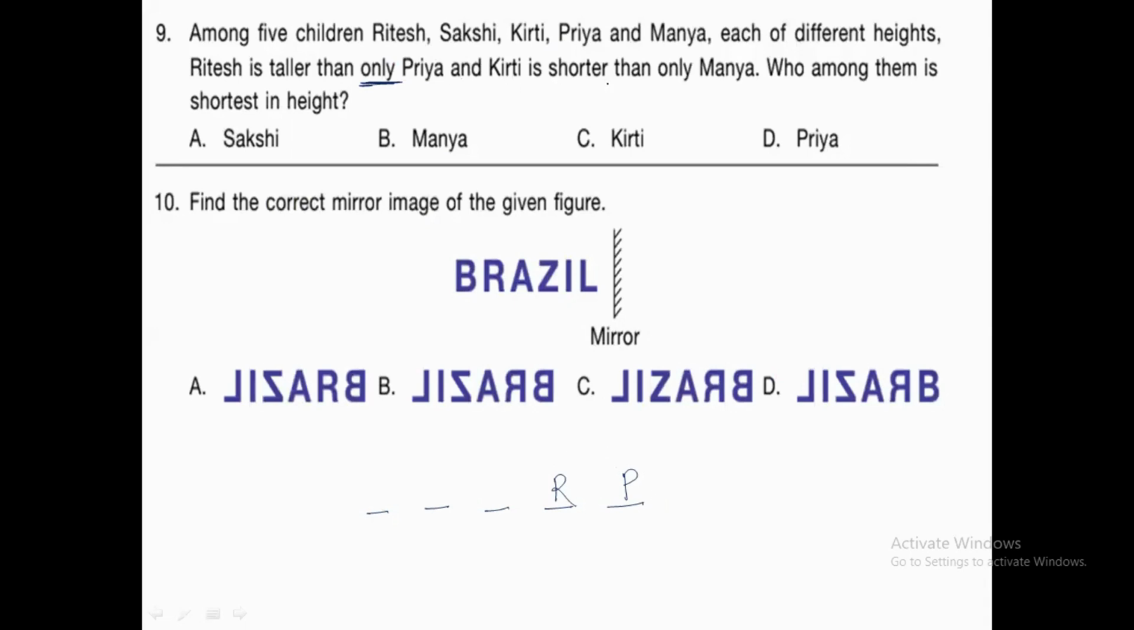And Kirti is shorter than only Manya. Okay, Kirti is shorter than only Manya, which means Kirti should be at the second place and Manya should be at the first place, and Kirti is taller than all the rest. Now, who among them is shortest in height? Who is left? Manya is done, Kirti is done, Ritesh and Priya are done. So Sakshi is left. So Sakshi will be here. Now the question is asking who among them is the shortest in height. Priya is the shortest one. So that's why option D, which is Priya, is the correct answer.